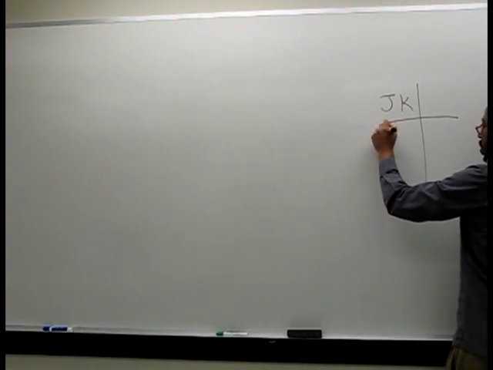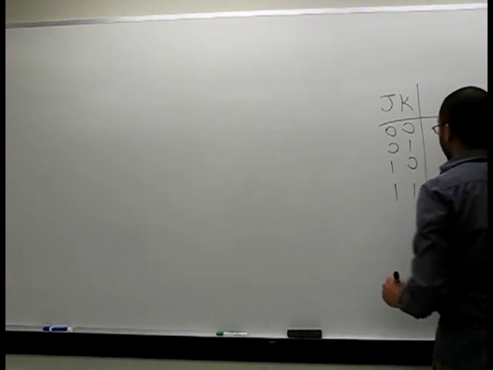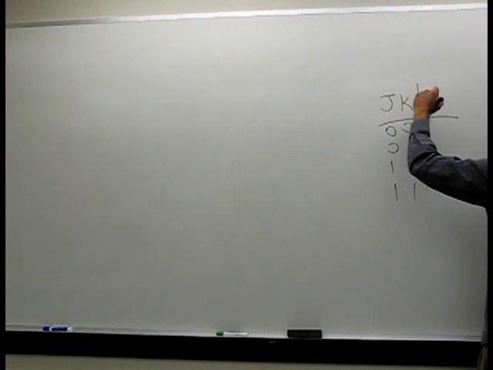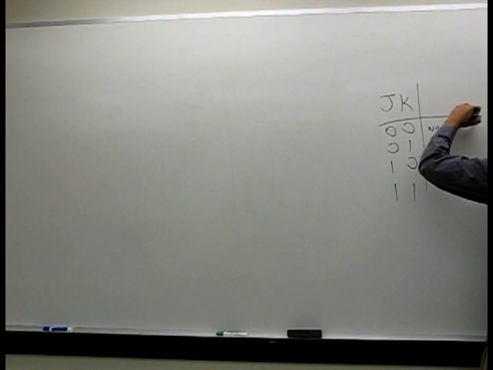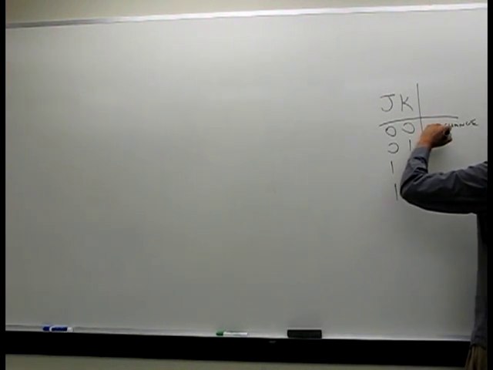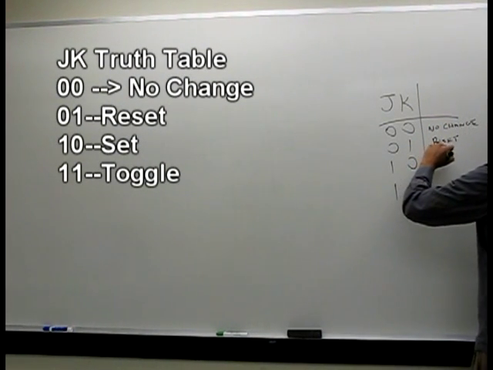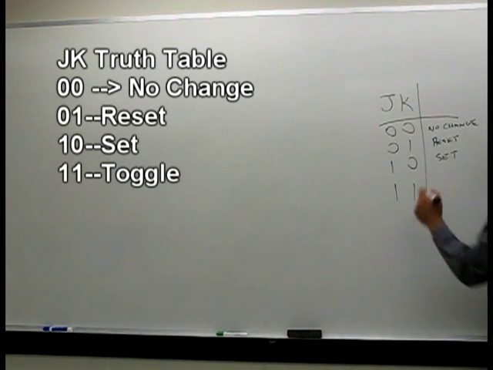So for the input states J and K, we have 0, 0, 0, 1, 1, 0, 1, 1. And on the output types, JK 0, 0 is no change. 0, 1 is reset. 1, 0 is set. 1, 1 is going to be toggle.